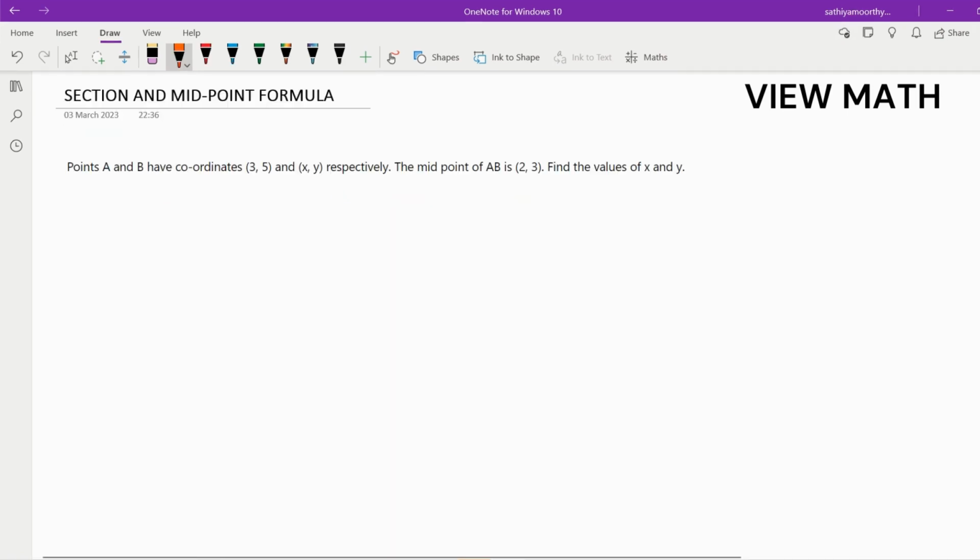Next problem, points A and B have coordinates 3, 5 and x, y respectively. The midpoint of AB is 2, 3. Find the value of x and y. They have asked us to find out.